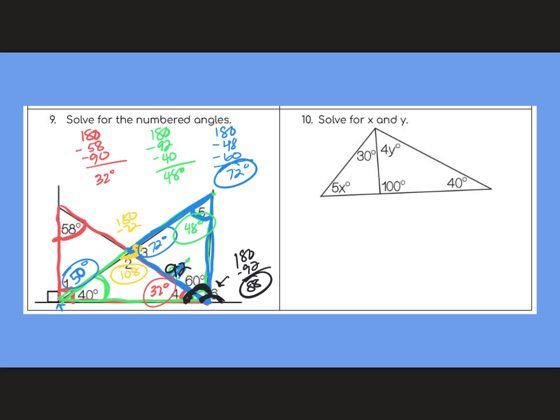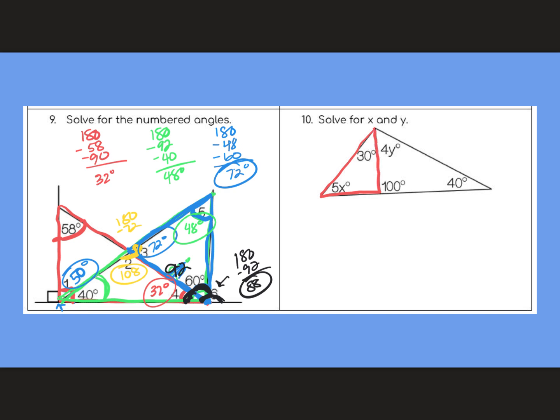On to 10. So on 10, we're solving for variables here. So same idea, we're still leaning on the fact that we know there's 180 degrees inside a triangle, 180 degrees if you have a linear pair. So let's start with this triangle right here and see if there's enough for me to find x first.